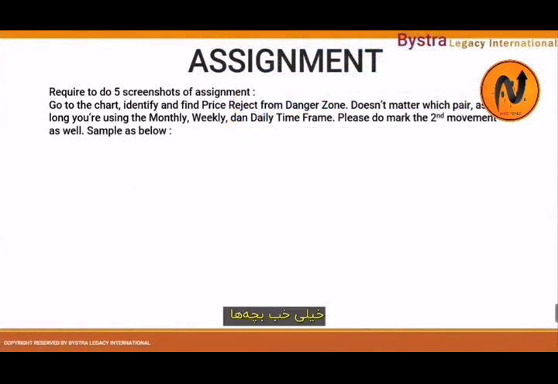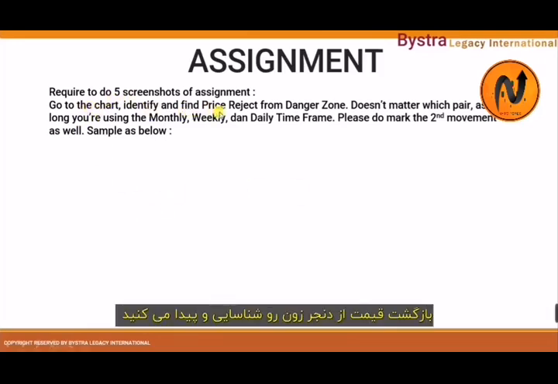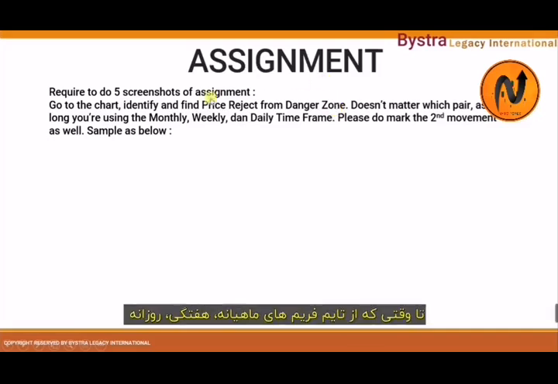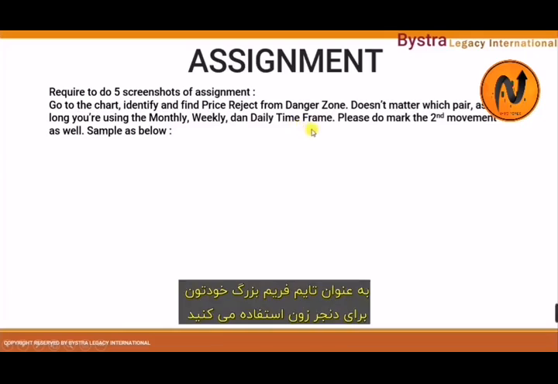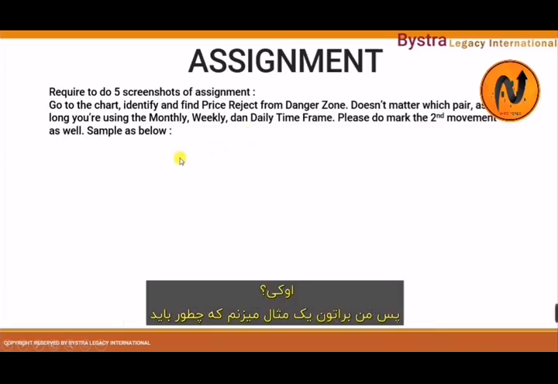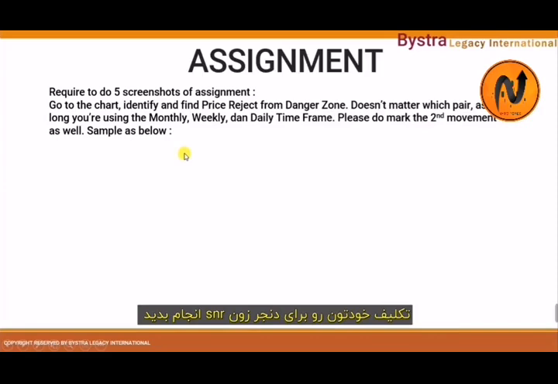Okay guys, so this will be your assignment. You need to do 5 screenshots of this danger zone SNR with confirmation of rejection. So you go to the chart, identify and find the price reject from danger zone. It doesn't matter, you can do it on any pair, gold, it doesn't matter, as long as you're using the monthly, weekly, daily time frame as your major time frame for danger zone SNR. Now this time you have to mark the second movement as well. So I'm giving you an example of how you can do your assignment for your danger zone SNR.